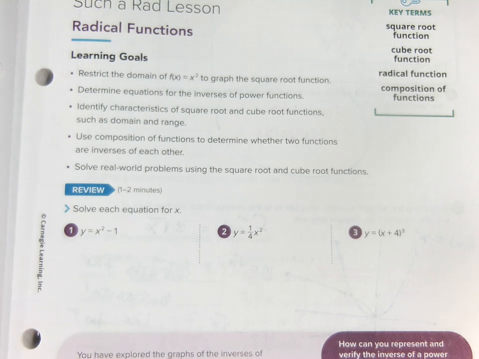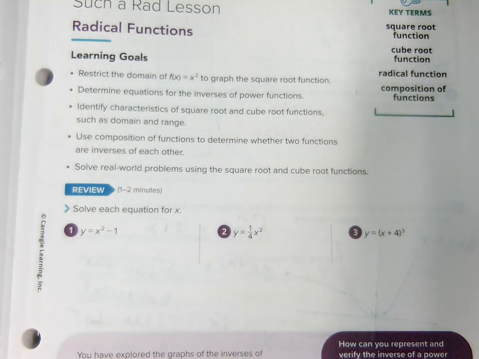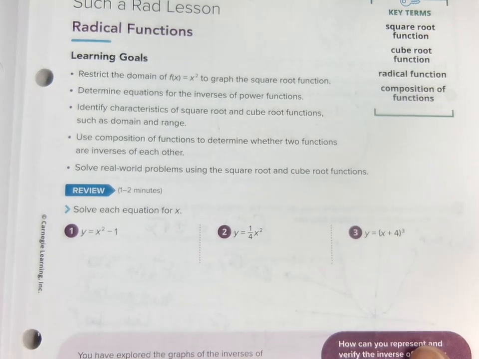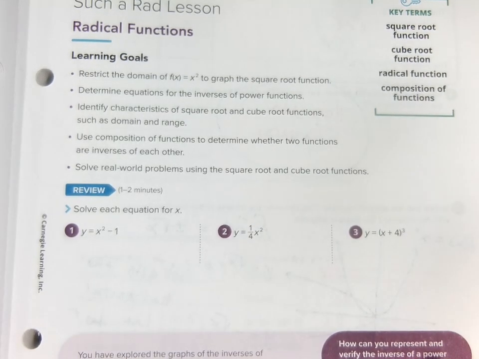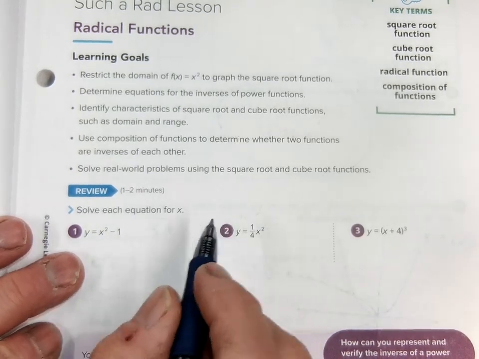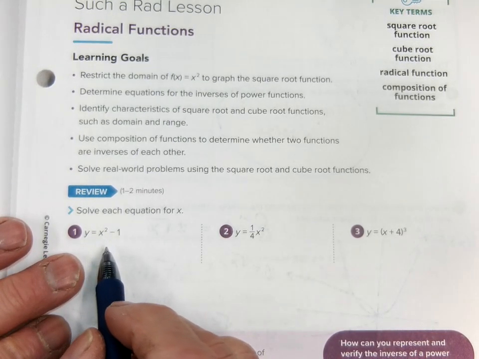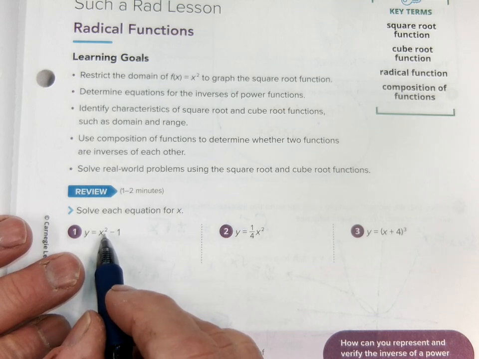Okay, everybody, let's recap the lesson. So today we are on page 505. We're still talking about inverses. In this little review, kind of like our warm-up, we want to solve for x. Solving for x is a little tricky because we know we can take a square root, and we're going to have two answers because of the x squared.